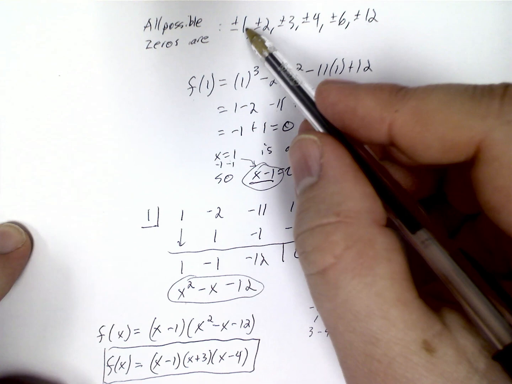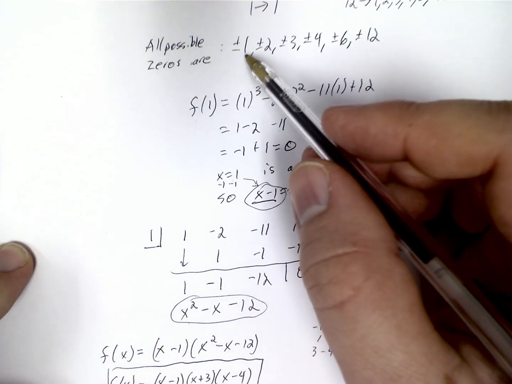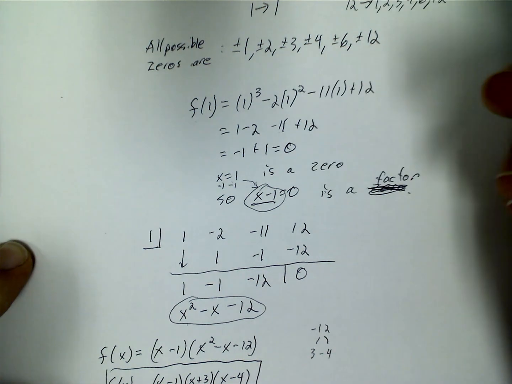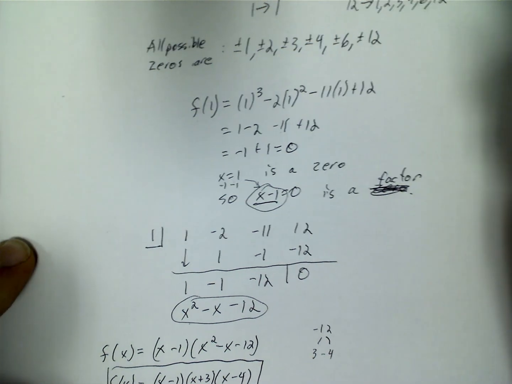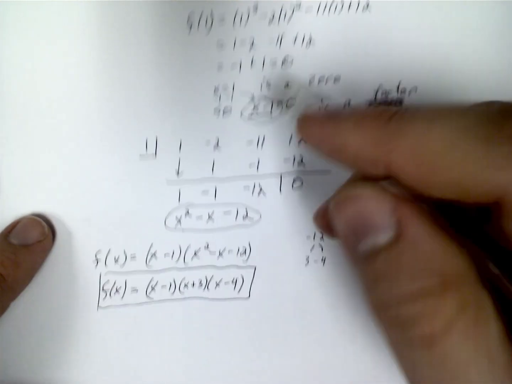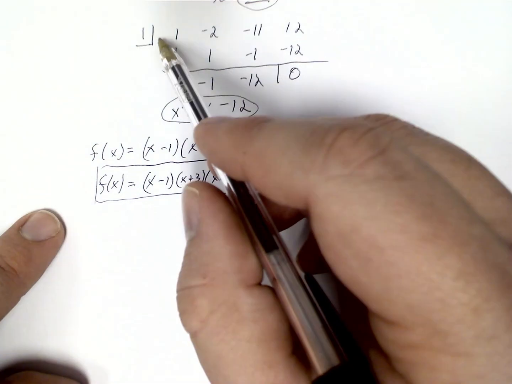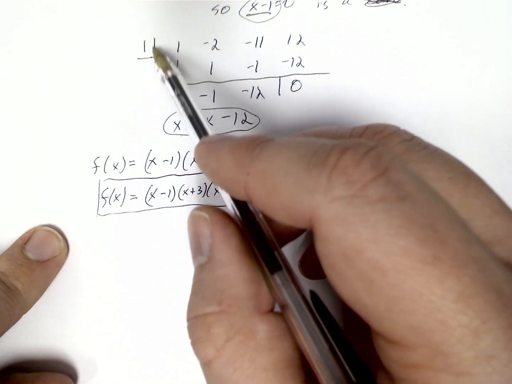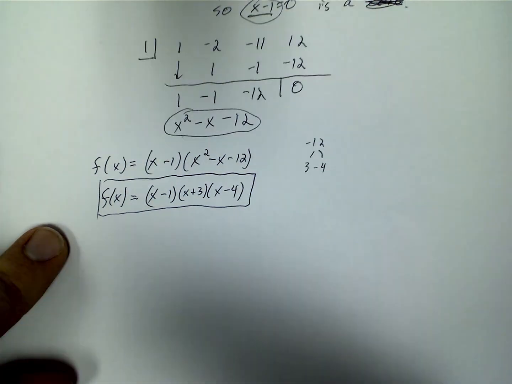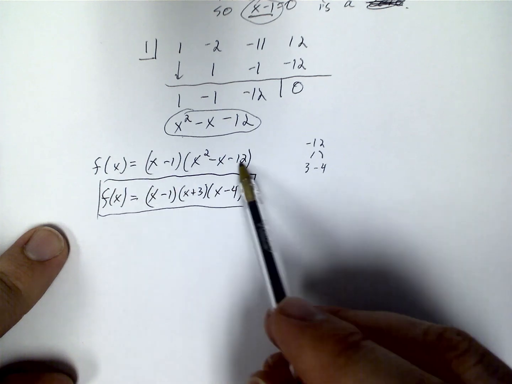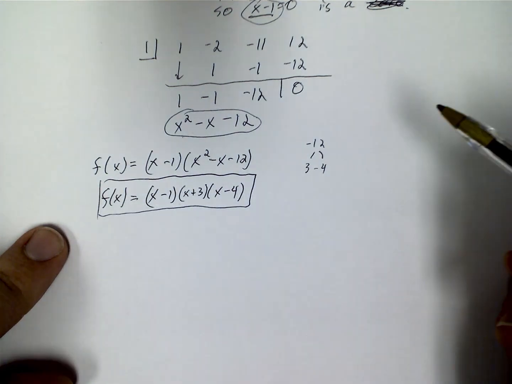Now to be clear, we got lucky that literally the very first thing we picked, again, always try to start with easy numbers if you can, was a zero, which meant that x minus 1 was a factor. So for our synthetic division, we found that f of x factored into this, and then we factored this whole thing.